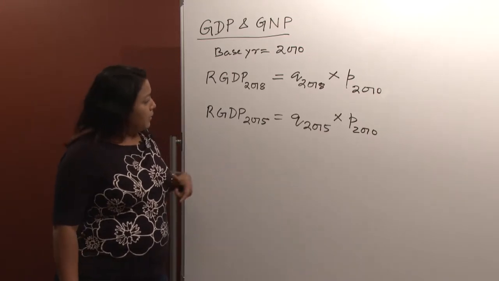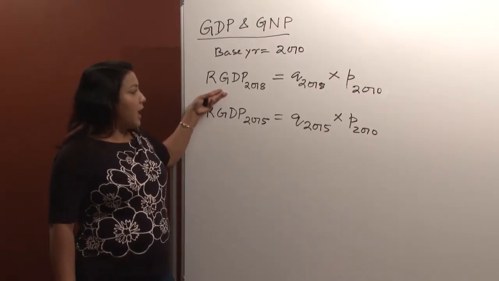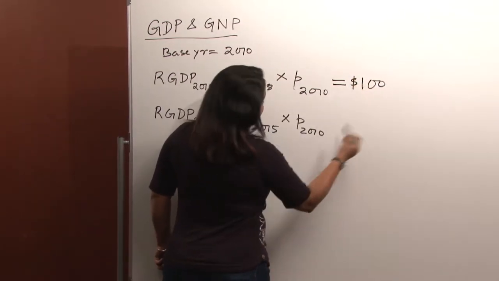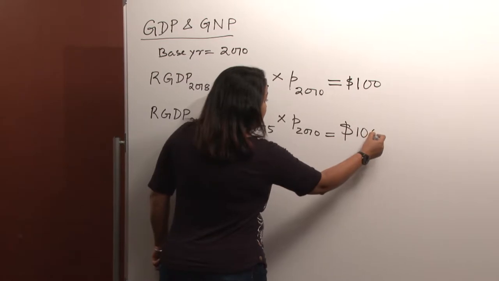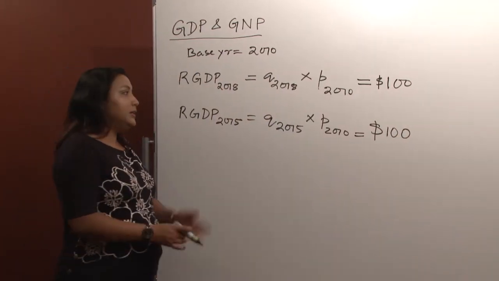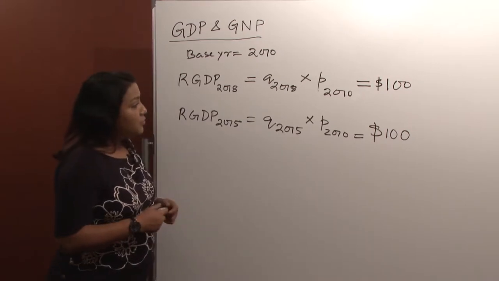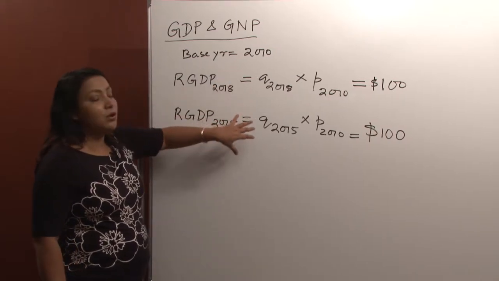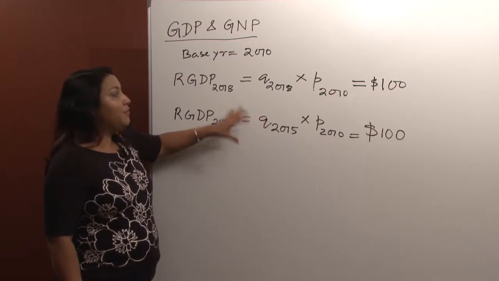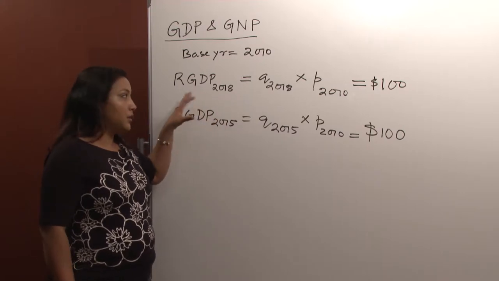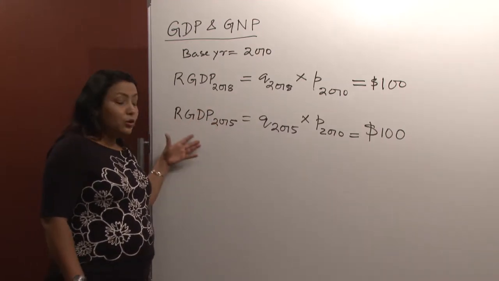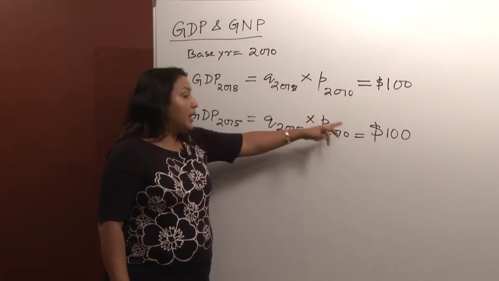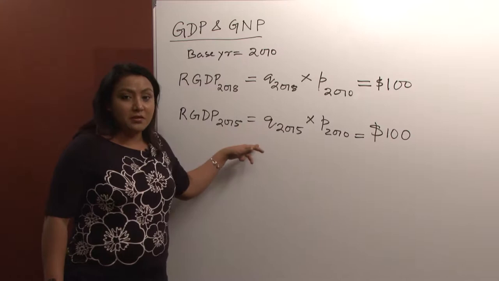Now, it may so happen that the real GDP here and the real GDP here are the same. For example, let's say this was $100. You know the actual number is much bigger than that. It's in trillions of dollars. But let's just assume that numerically these numbers are the same. Now, does it really mean that nothing has changed in the economy? Does it really mean that whatever was happening in 2015 in terms of production of goods and services, we have the exact same production of goods and services in 2018? Well, very simplistically, you could say so. You could say that yes, nothing has changed. It means that the prices were the same because you have used the same base year prices.